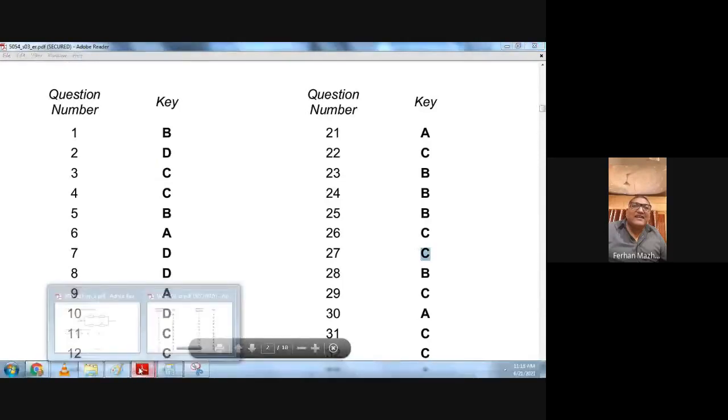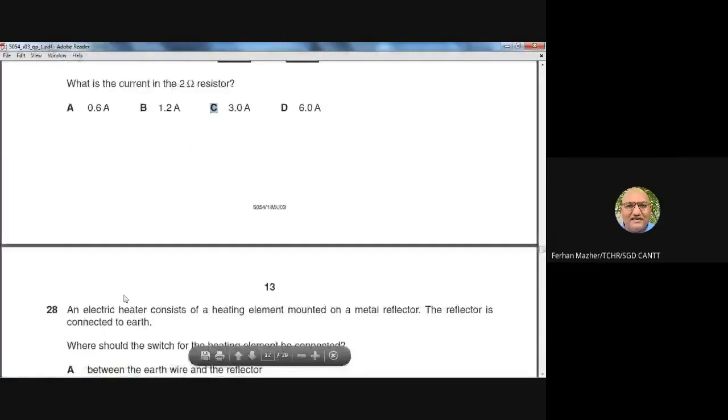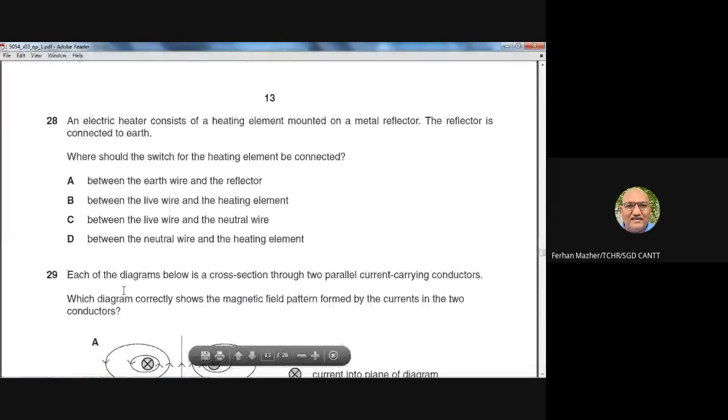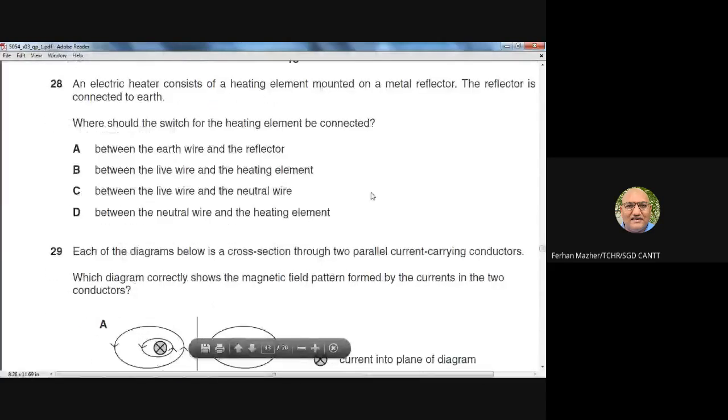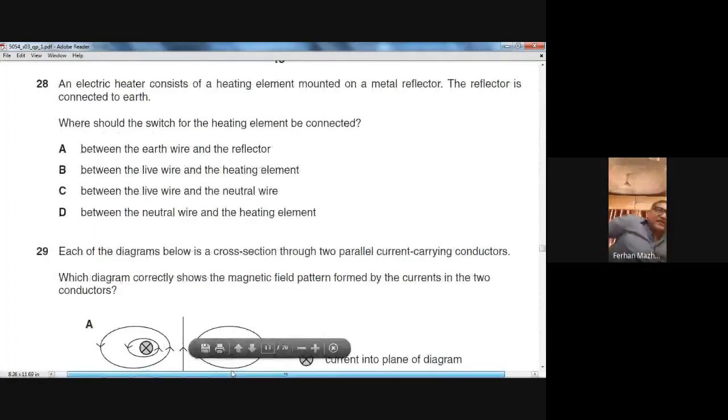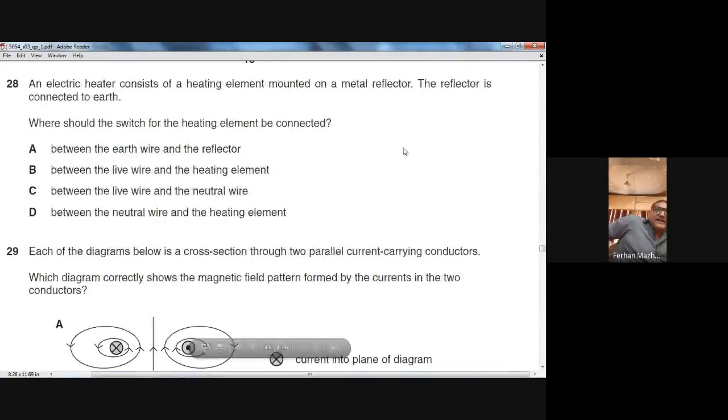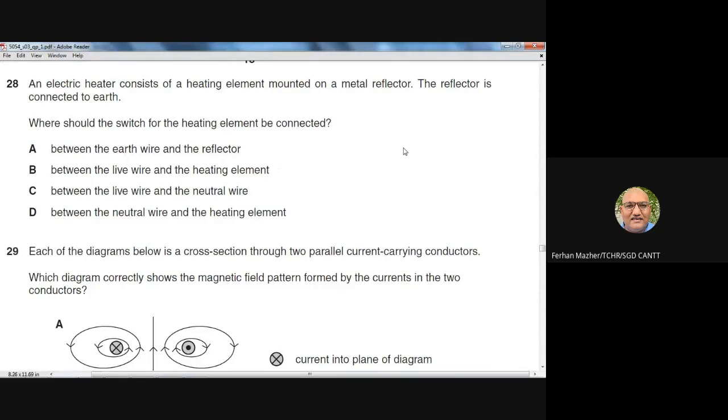Okay. So now move to the next part. Can increase the size, I think. An electric heater consists of a heating element mounted on a metal reflector. The reflector is connected to the earth. And where should the switch for the heating element be connected?